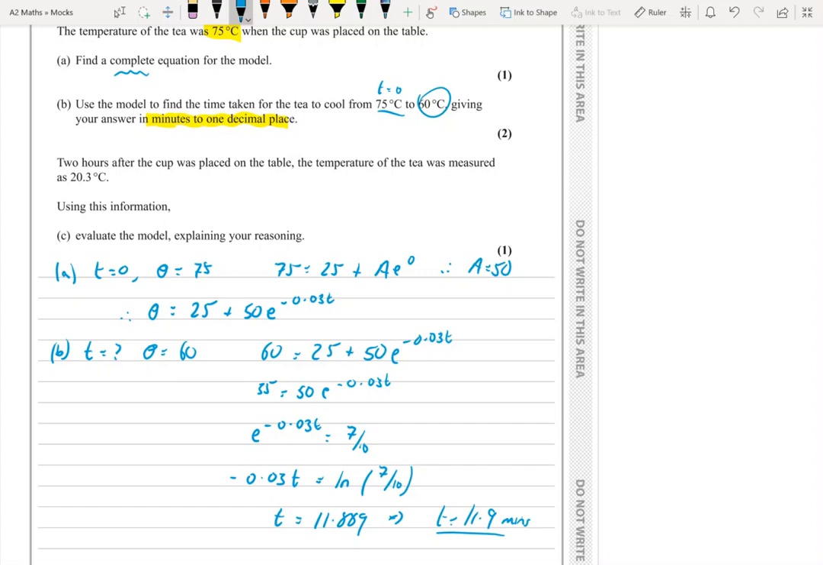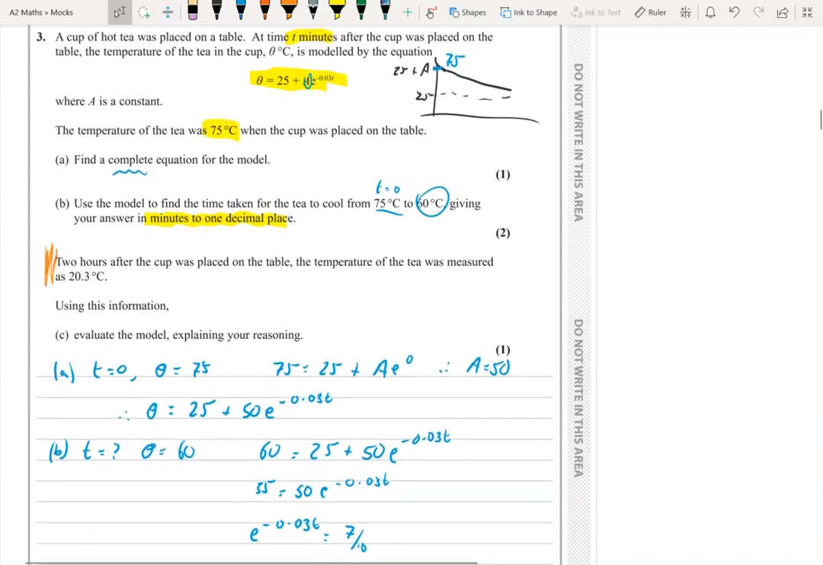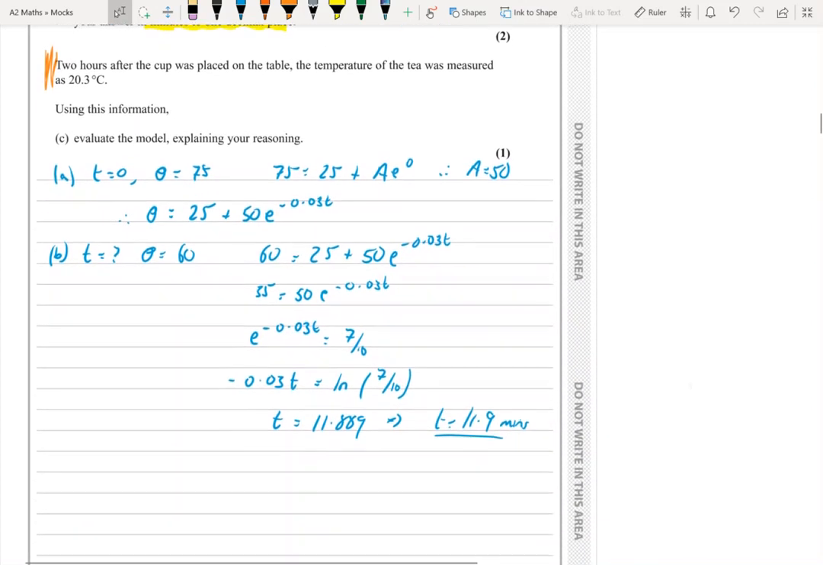What's next? We've got a little bit more story now. So 2 hours after the cup was placed on the table, the temperature was measured as 20.3. Evaluate the model. Explain your reasoning. Okay, and actually if we look back at our graph, something doesn't seem right here because the graph has a horizontal asymptote at 25. The model never predicts a temperature below 25, whereas the reality has a temperature of 20.3.